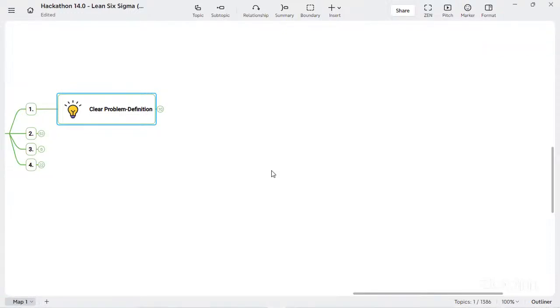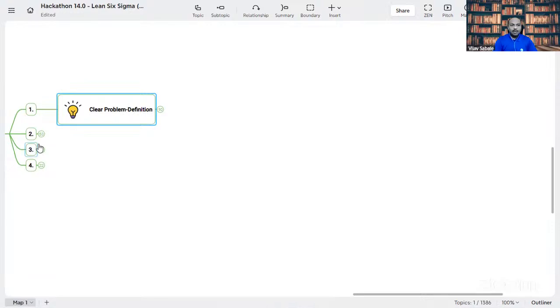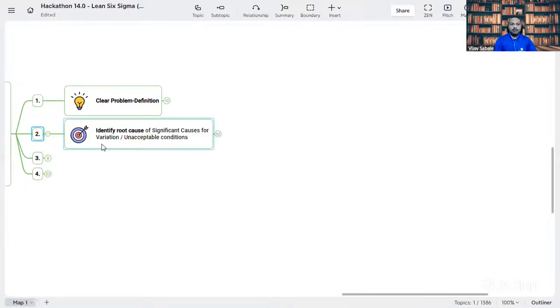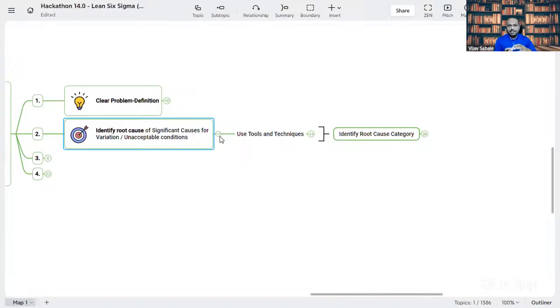Yes, sir. Okay, great. So now let's go to the second element, which is identify root cause of significant causes for variation or unacceptable conditions. Now, this is very critical. And if you understood this, it is going to change your thinking towards the root cause analysis, right?